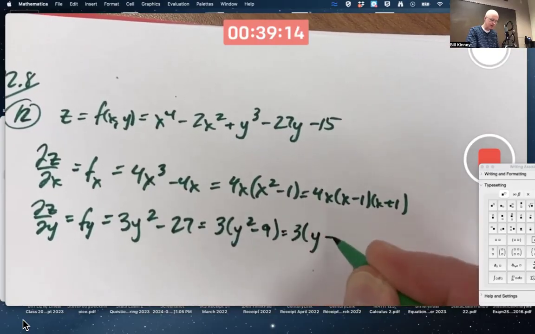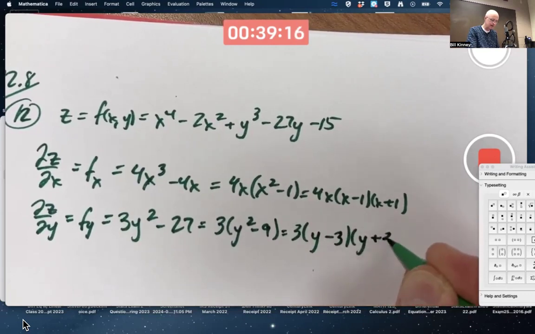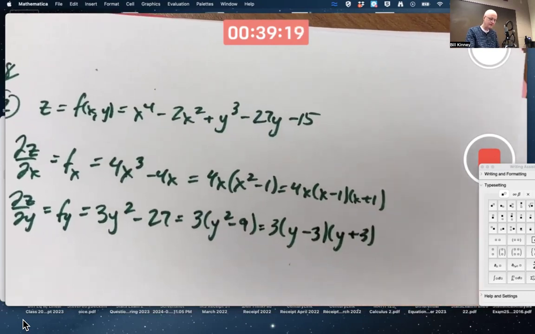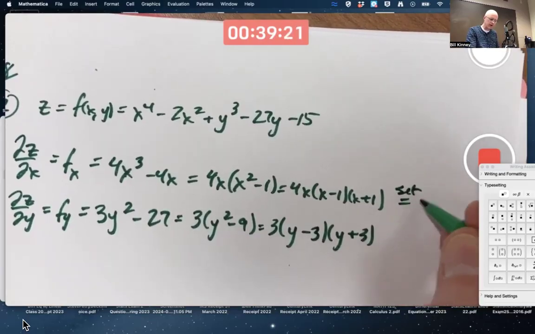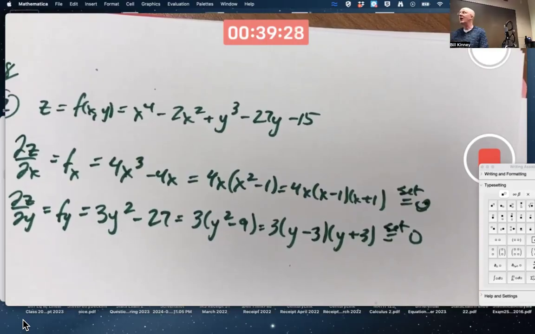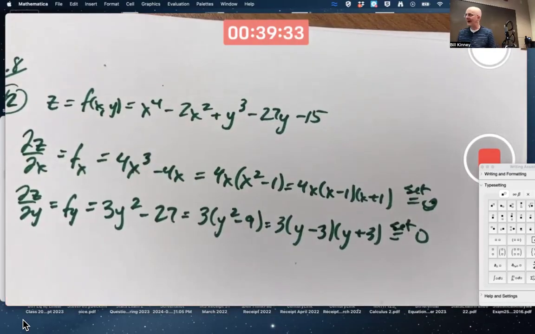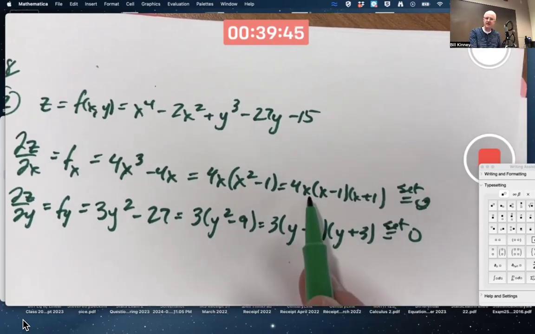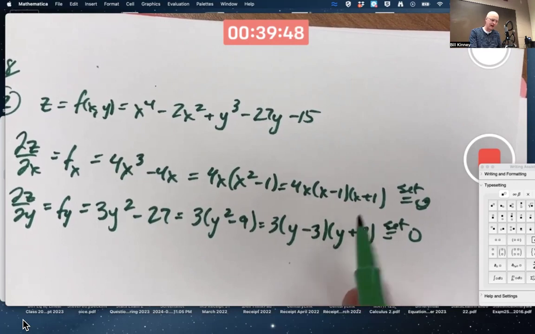Sometimes you might have to use the quadratic formula, but in this case, we can factor. Set these both equal to 0 and solve the resulting system of equations. As I just said a minute ago, in general, it's possible both equations could involve both x and y. It could be a nonlinear system of equations to solve for x and y that could be pretty challenging to solve. But in this case, it's not too bad. You see that here, x is 0 or 1 or negative 1, and here y is 3 or negative 3.